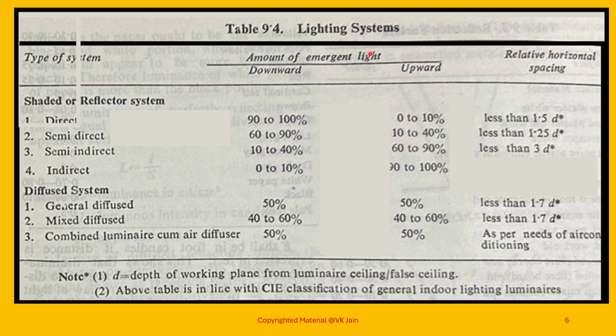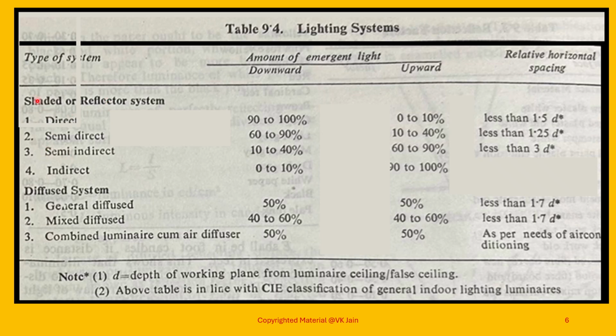We are discussing now the lighting system as per CIE classification of general indoor lighting luminaires. This table has 4 columns. First one is type of system, second and third are the components of downward or upward light in percentage, and the fourth column is relative horizontal spacing. This is very clear here.